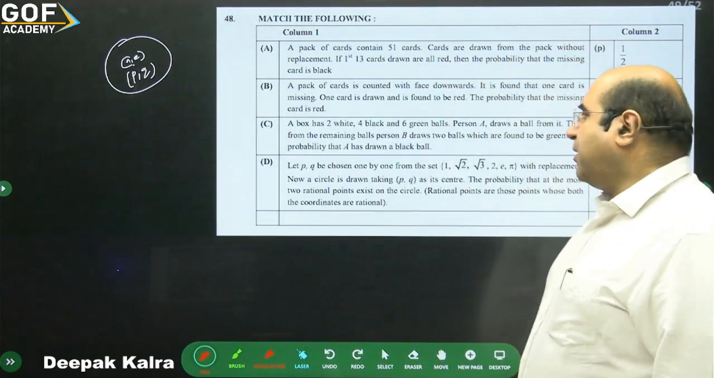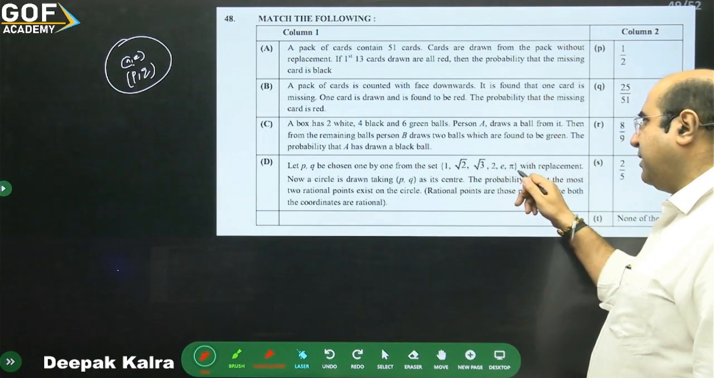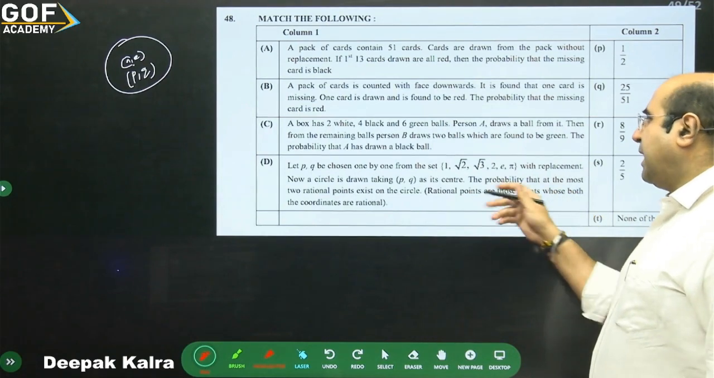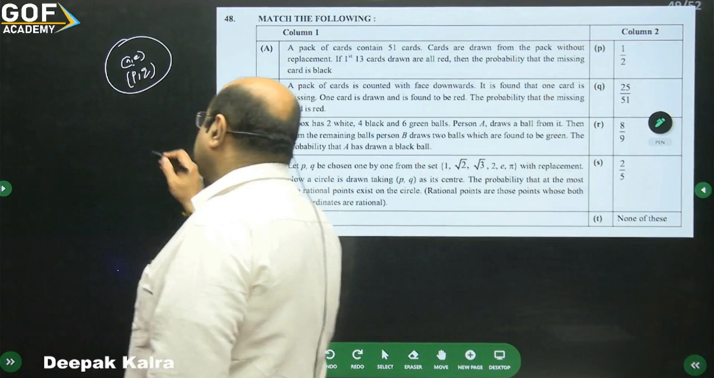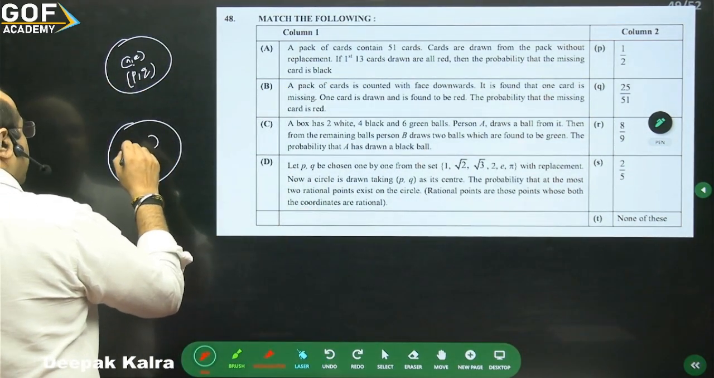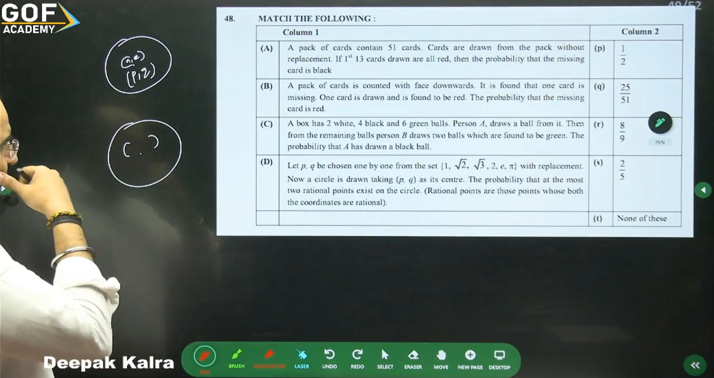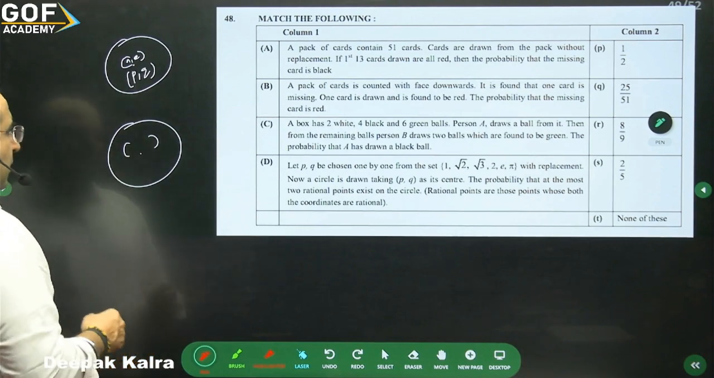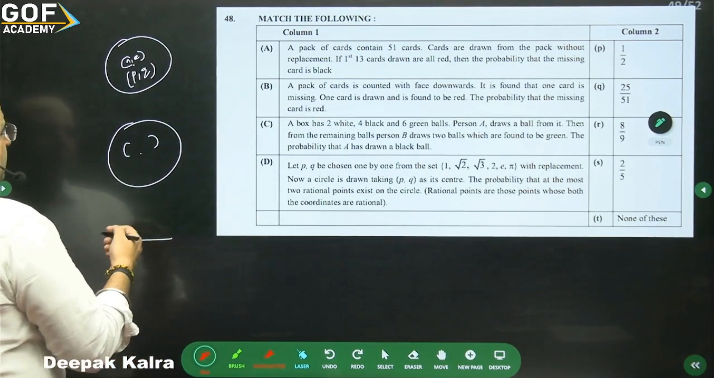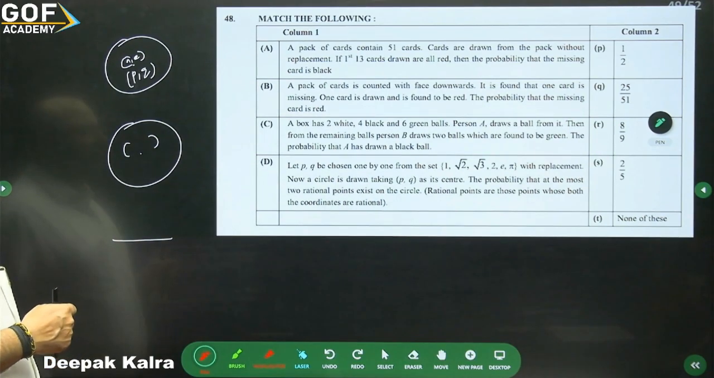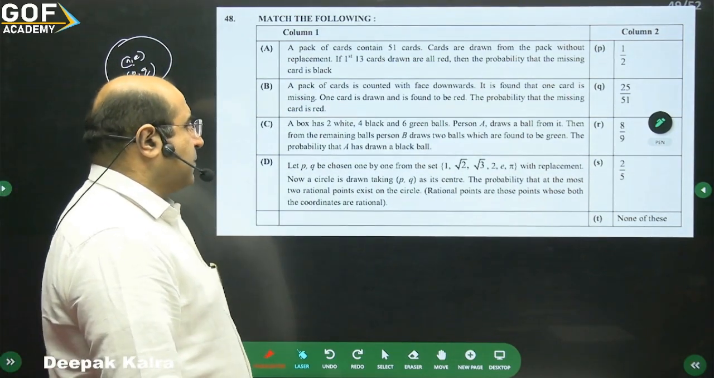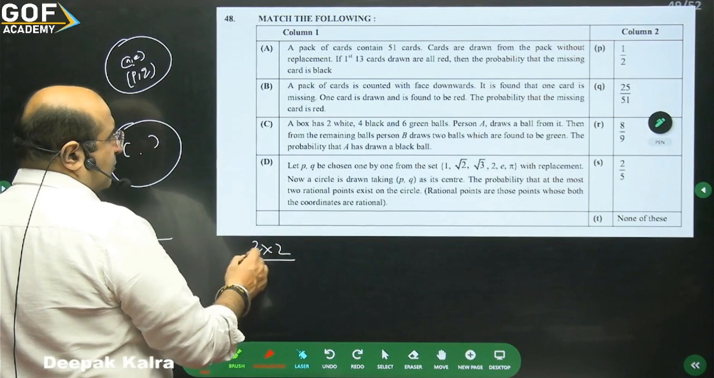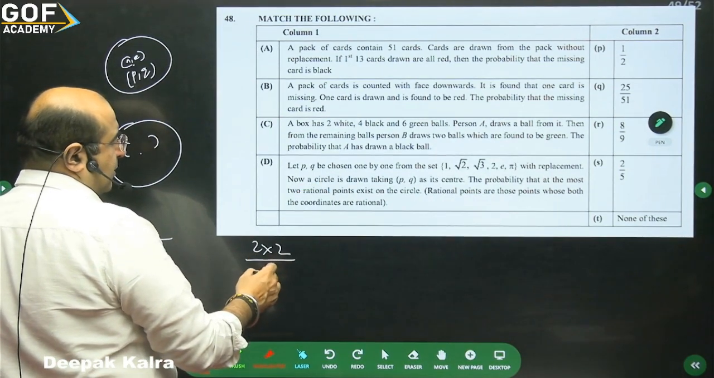Yes, in that case. Now they are saying that P and Q should be chosen from this one by one with replacement, and a circle is being drawn with P and Q as its center. The probability that at most two rational points exist on the circle means P and Q both have to be rational. So we have two possibilities, right? Zero rational won't be there. Rational will always be there, minimum one always. If you have 1 and 2, then there would be maximum 2. So you have the possibility 2 multiplied by 2 over 3 multiplied by 3, 6 plus 6.